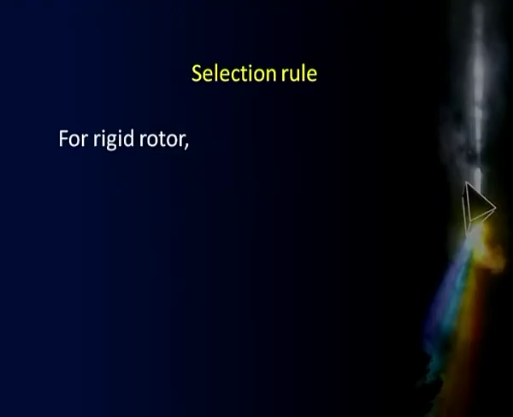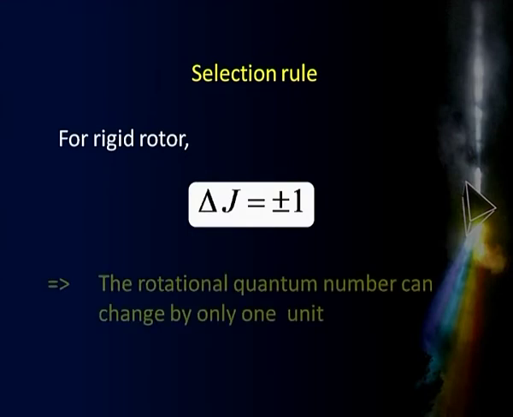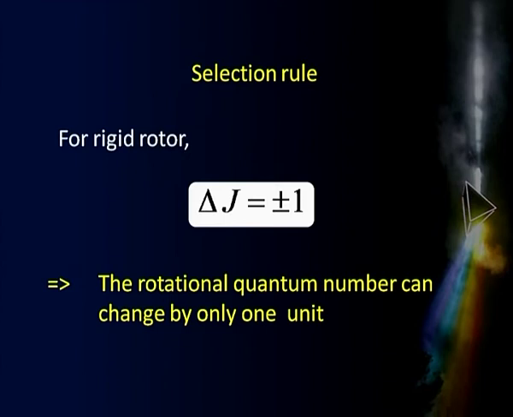The next thing we need to talk about is the selection rule. The selection rule for a rigid rotor is very simple: delta J is equal to plus or minus 1, which means the rotational quantum number can change by only 1 unit. That means you can have a transition from level 0 to 1, or 1 to 2, 2 to 3 and so on, or the reverse, say 3 to 2, 2 to 1 or 1 to 0. So it can change only by a unit.